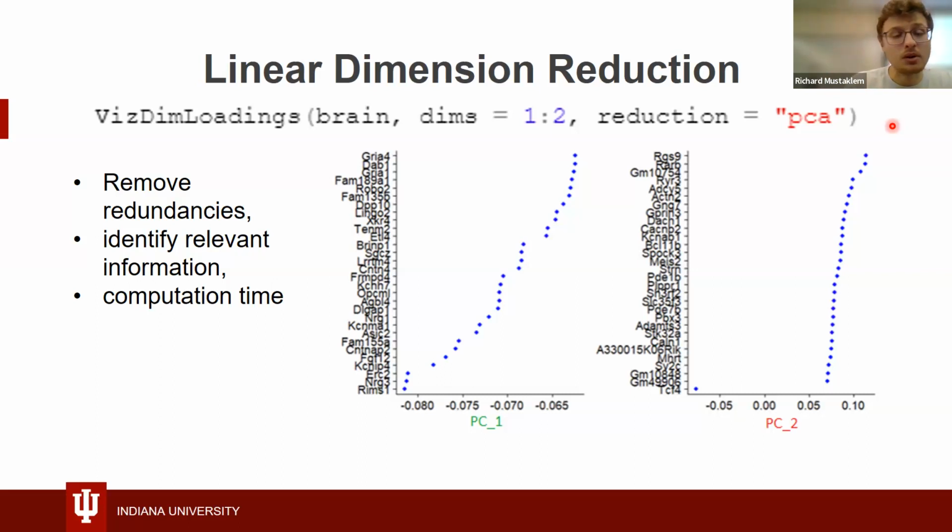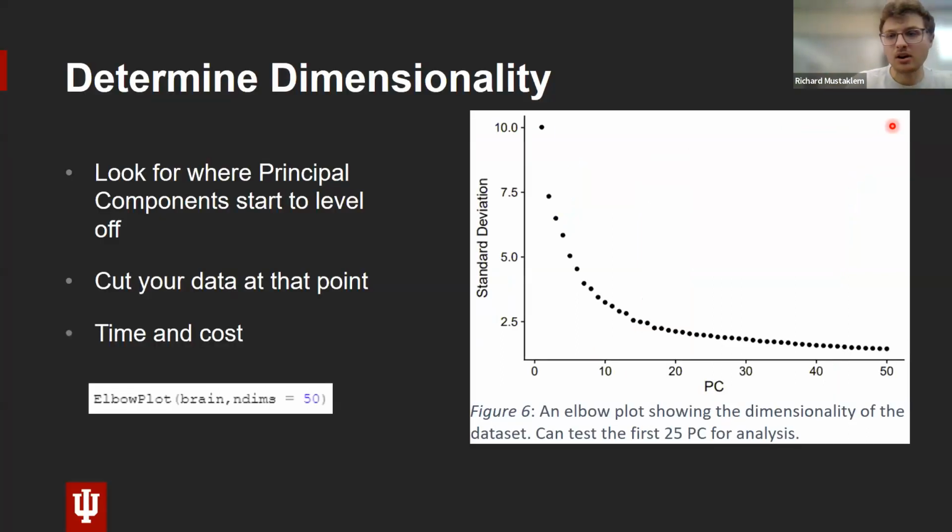principal components, which is what we're about to do with the next code. So I should have it in my R code. And this one might take a little bit to run. It's called elbow plot. Basically, we're going to use something called an elbow plot, and this determines where we should cut off our data.